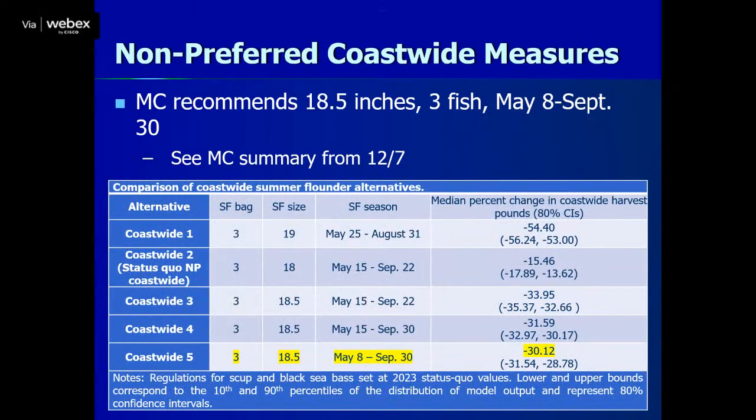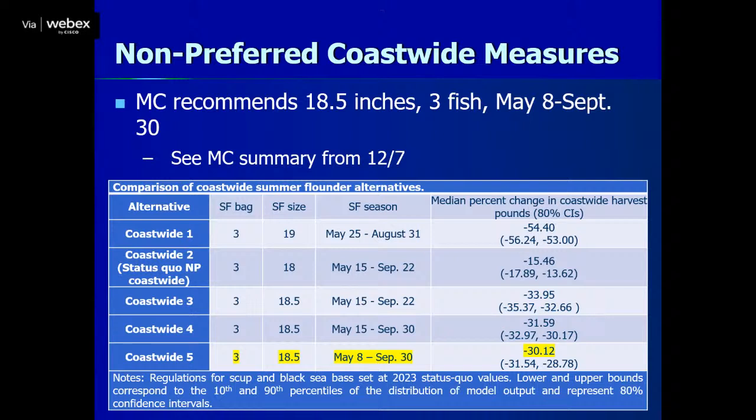So the non-preferred coastwide measures, this is where the monitoring committee had to discuss this on a second call, because at the time of the first call, we didn't have the information from the RDM to inform our recommendations on this. So the monitoring committee ultimately recommended non-preferred coastwide measures, including 18 and a half inch size limit, three fish bag limit, and a May 8th to September 30th season.